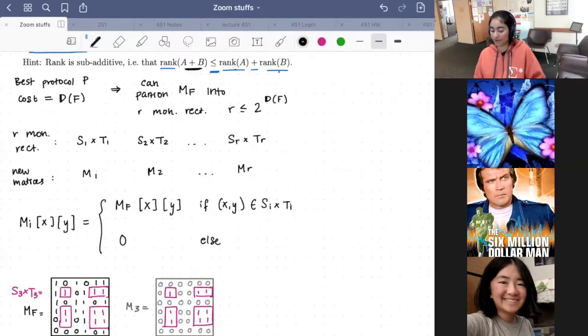That's just the formal way of writing down what this process was. Hopefully now it's pretty clear that because these monochromatic rectangles partition our original matrix F, if you add up each of these monochromatic rectangles, you'll end up with the original matrix. So you can imagine if this is M3, and then M2 consists of some other partition, and M1 was this, and M4 was this section. If you add all of them together, because they partition our original matrix, they add up to the original matrix.